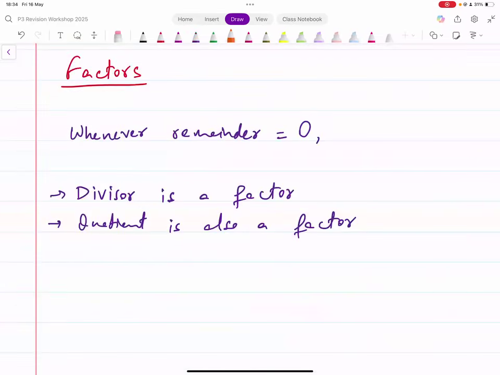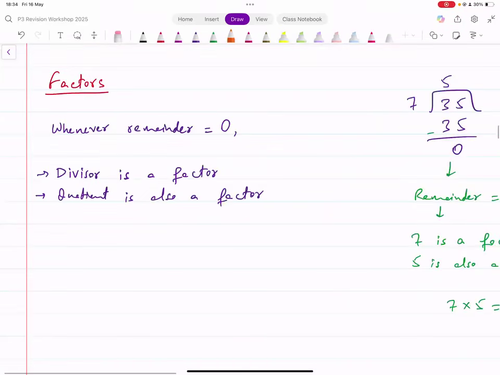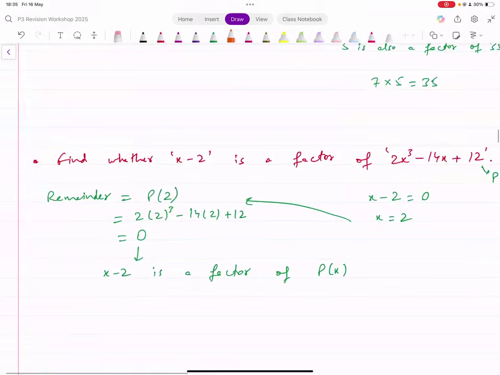Whenever the remainder is 0, the divisor is a factor of that dividend, and the quotient is also a factor of the dividend. Both the divisor and quotient would be factors. Okay, whenever the remainder is 0, you have a factor.